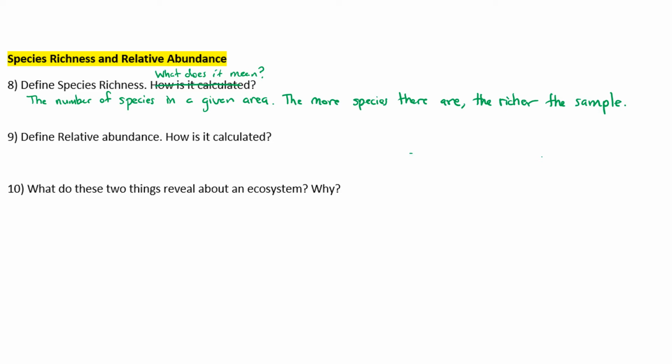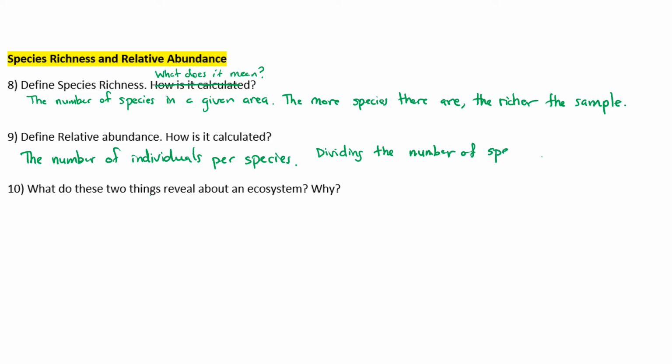And then define relative abundance and how it is calculated. So relative abundance is the number of individuals per species. So to put it in other words, we're dividing the number of species from one group by the total number of species from all groups.